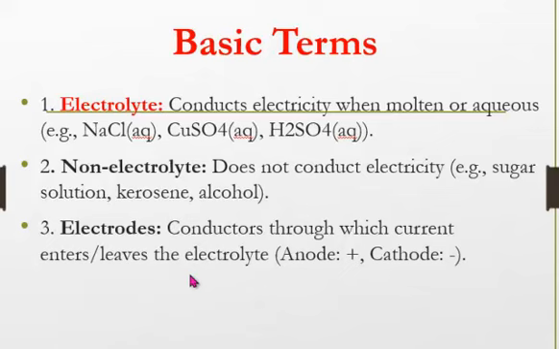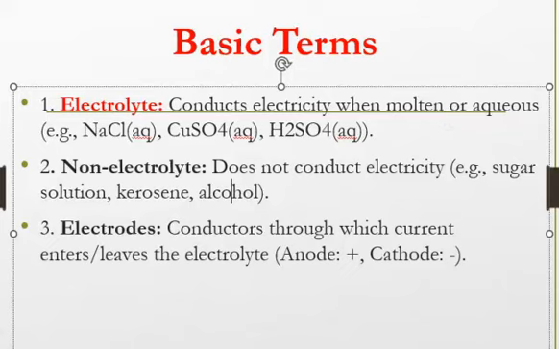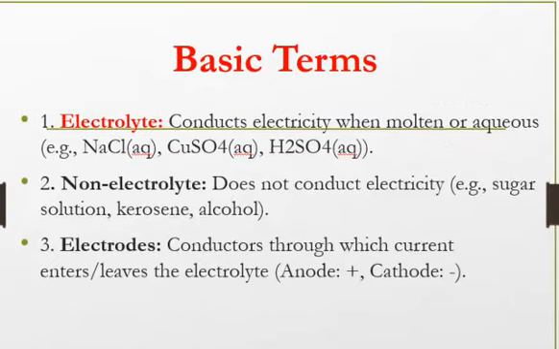These are the basic terms required when we are talking about electrolysis. The first one is electrolyte. Electrolytes conduct electricity when molten or aqueous. That is, a material that conducts electricity when they are in aqueous or molten form is referred to as an electrolyte. You know, we have conductors, we talked about some aspects of it in physics. We have conductors and non-conductors. Conductors are materials that allow electric current to pass through them, and non-conductors are those that do not allow it.